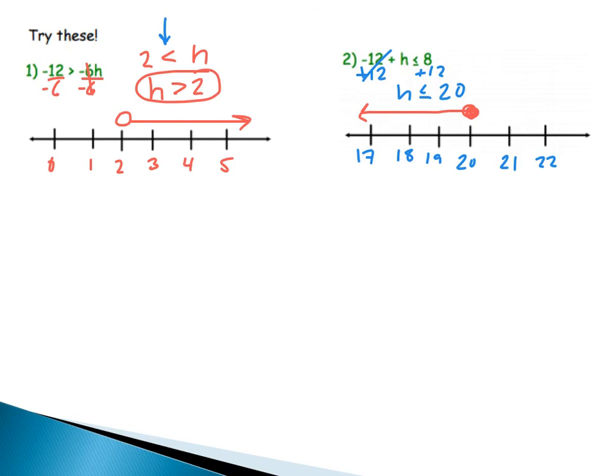Next example here, I have -12 plus h is less than or equal to 8. So I had to add 12 to get h by itself to both sides. I don't have to worry about the negatives because we're adding, not multiplying or dividing. So I'm going to have h is less than or equal to 8 plus 12 is 20. Wrote my numbers on a number line, closed dot because it's less than or equal to, and because of the less than, I'm representing with an arrow any number less than 20.